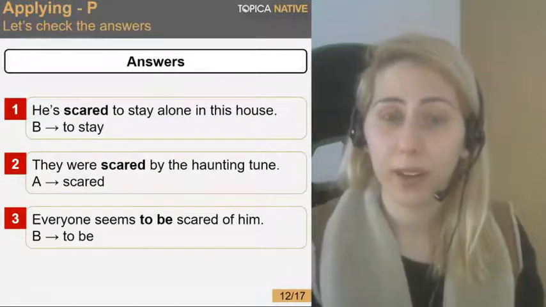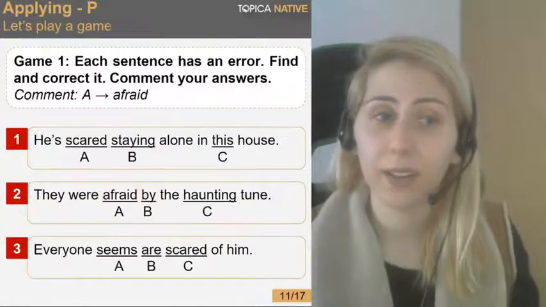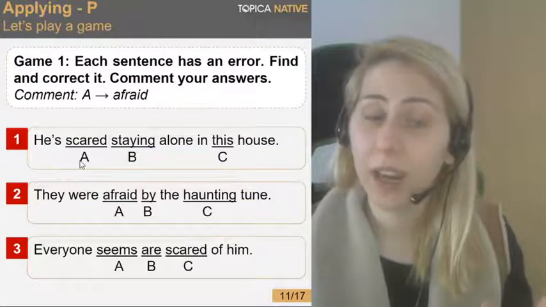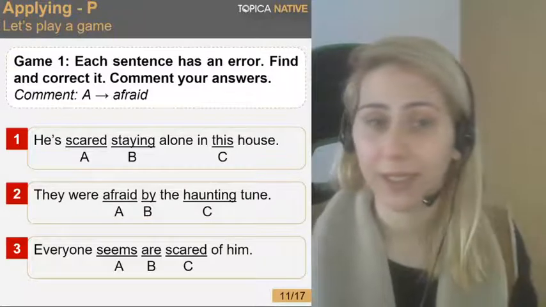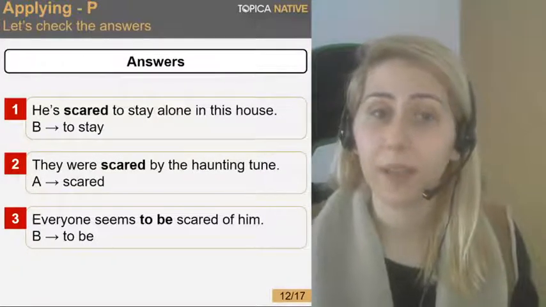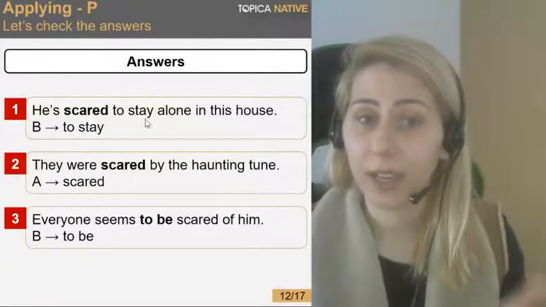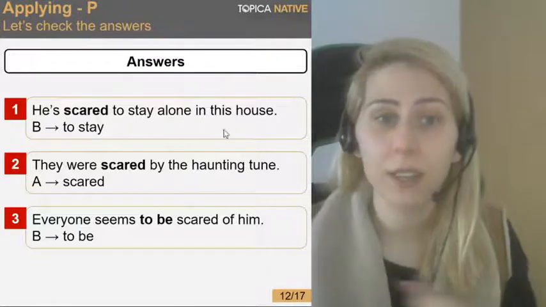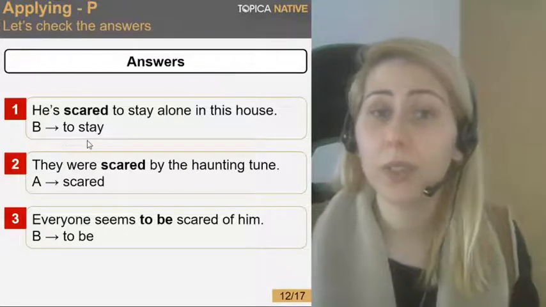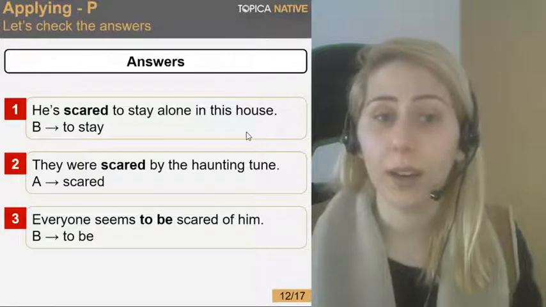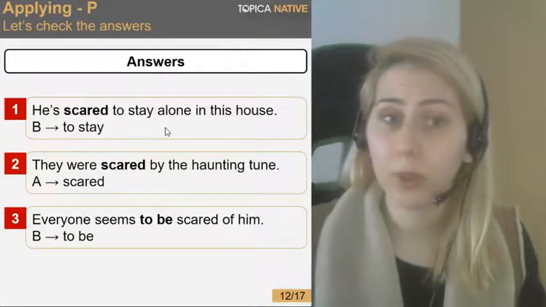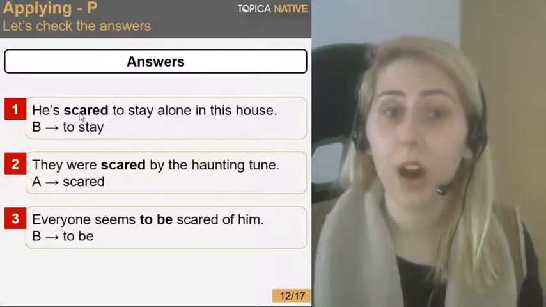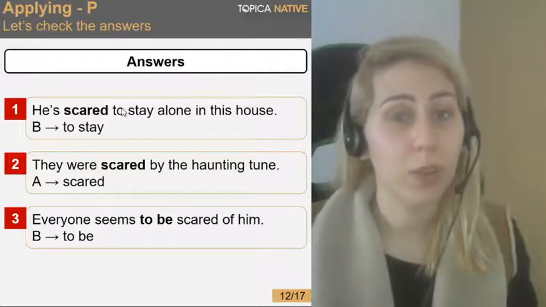For number 1, we had here: He's scared staying alone in this house. There are 2 ways to correct this. You can correct it to: he is scared to stay alone in this house. So that's the part you can change, but also, he's scared of staying alone would be correct also.